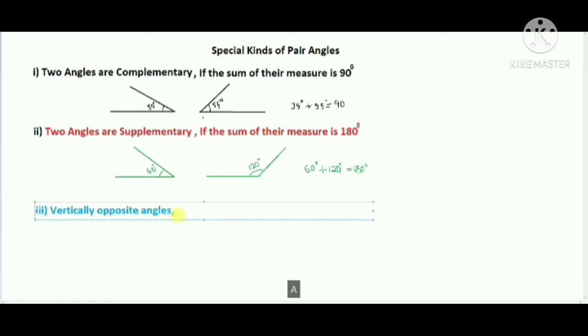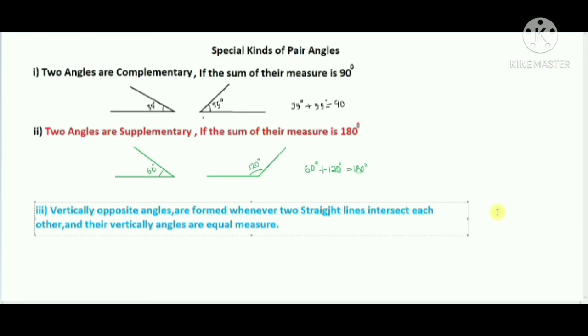Next point, now see vertically opposite angles. So how are vertically opposite angles formed? Whenever two line segments intersect each other, if two line segments intersect each other, then vertically opposite angles will form. And vertically opposite angles will always be equal.